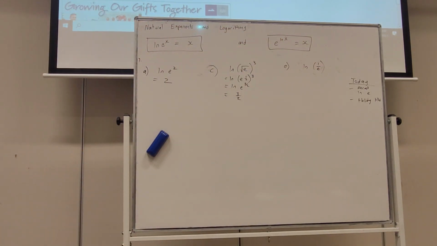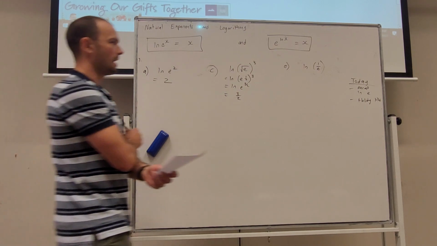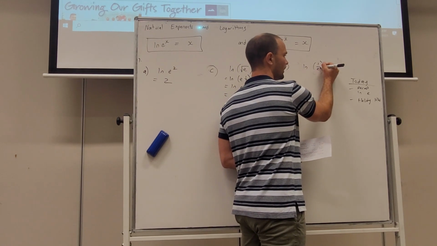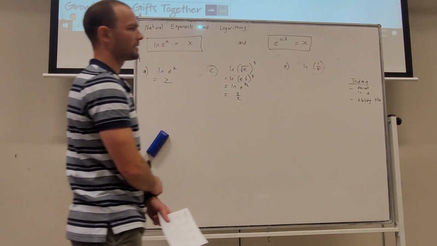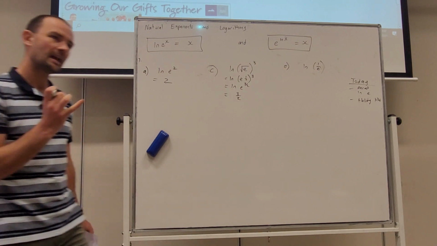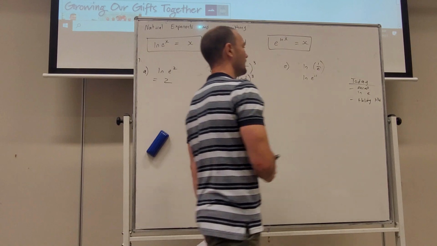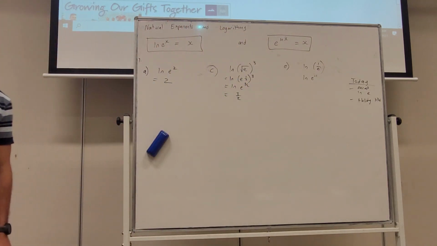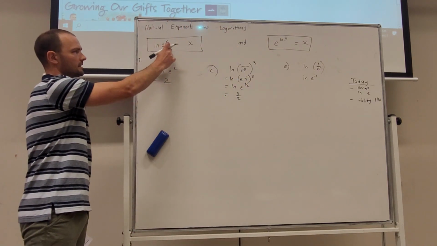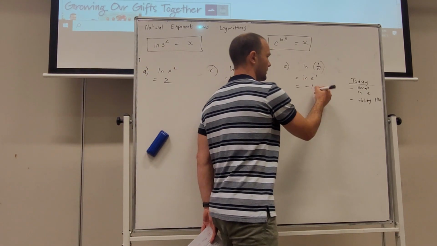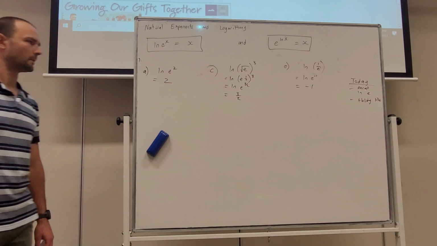We have ln of 1 on top of e. Anytime we've got a letter written by itself, the power is always 1. And remember, we can take that to the top and make the power negative, can't we? We can make it ln e to the minus 1. Now we've expressed it as a single power of e, and so it simplifies to minus 1.